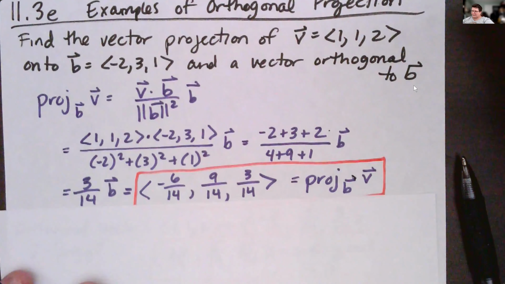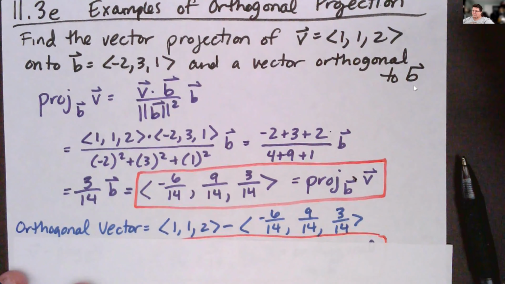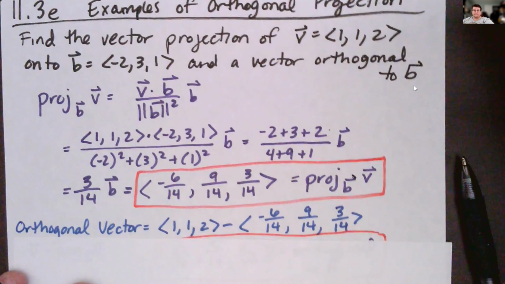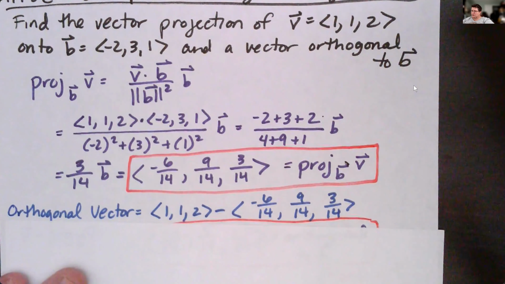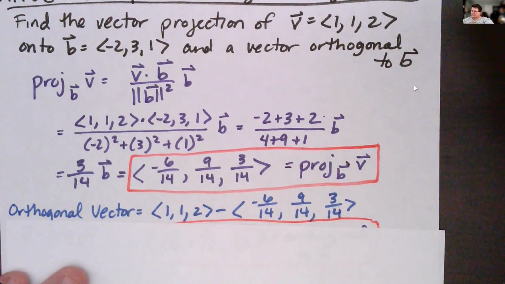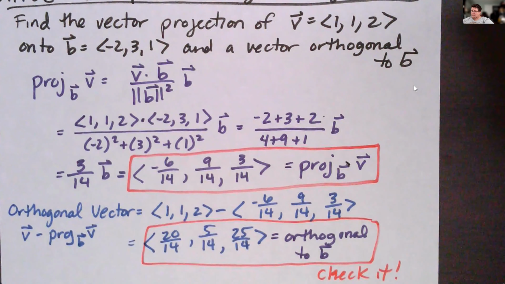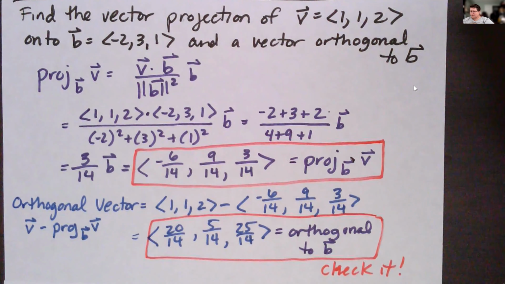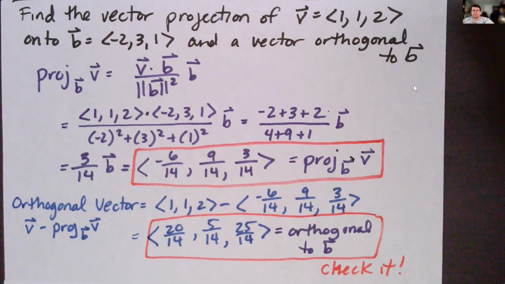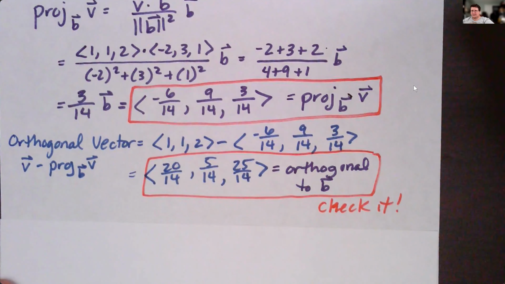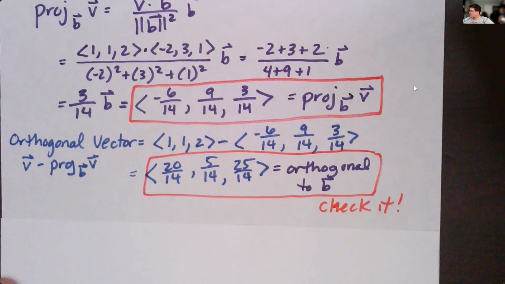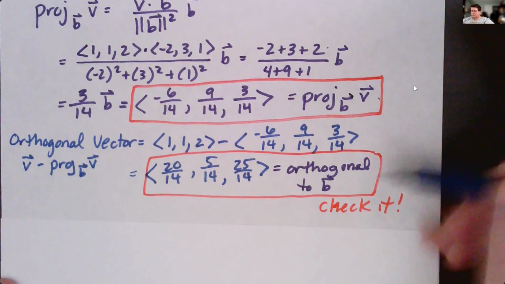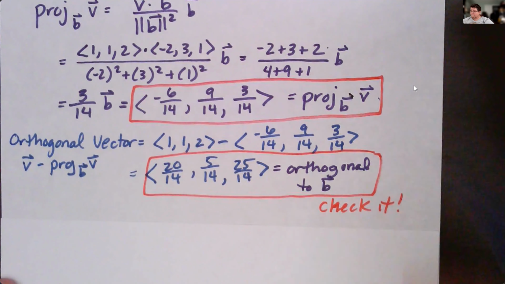So if we look at the orthogonal vector, remember it was V minus the projection of V onto B. So if I do the subtraction there, 1, 1, 2 minus -6 over 14, 9 over 14, 3 over 14, we get the orthogonal component is 20 over 14, 5 over 14, and 25 over 14. I encourage you to pause the video and check it, make sure those are orthogonal. And we can do that real quick ourselves together. Once you've tried it yourself, is the projection of V onto B orthogonal to this value right here? Let's find out.